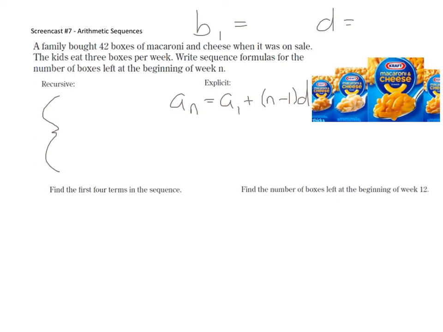This one's about arithmetic sequences. We're going to set them up, and we're going to use them to solve the particular question. This real-world example I know is earth-shattering, life-pressing. It's about boxes of macaroni and cheese.